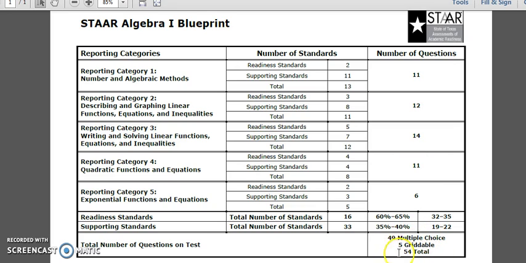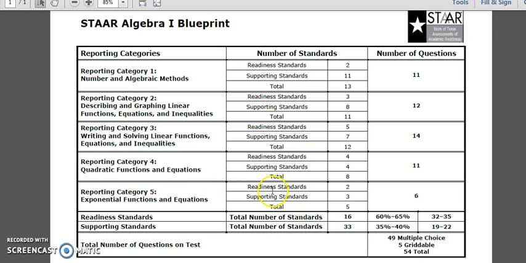At the bottom here, it tells you how the test is broken down, how there will be 49 multiple choice, 5 griddable, 54 questions total. Now that 54 questions is 54 questions that our students are responsible for. There could be additional questions, and actually probably will, but those questions will be the field tested questions. It also talks about that we can expect 60 to 65% of the test to come from the readiness standards, and 35 to 40% of the test to come from the supporting standards.